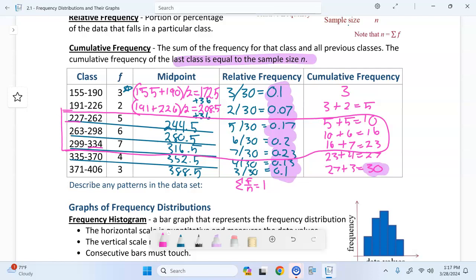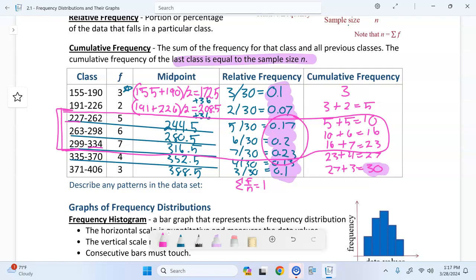Okay. One thing we do is we can look at the relative frequency. Relative frequency gives the percentage for each of those classes out of the whole. If we're looking at all three classes together, what is that total percentage? 0.6, which is what percent? 60%. If I add up those three relative frequencies, we get 60%. So that's part of the trend. 60% of adults use the phone between 227 minutes and 334 minutes a day.